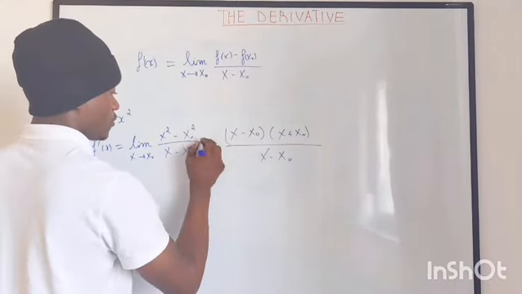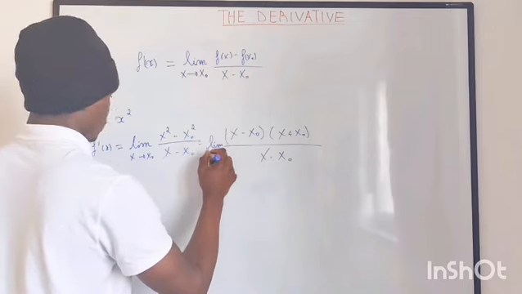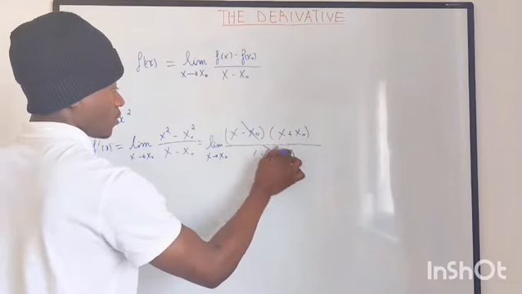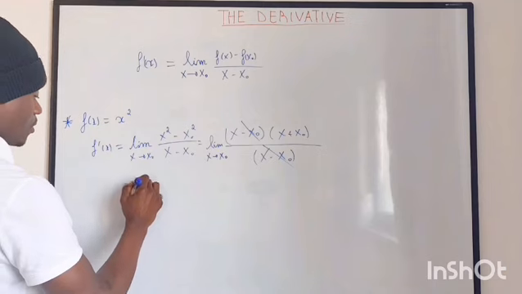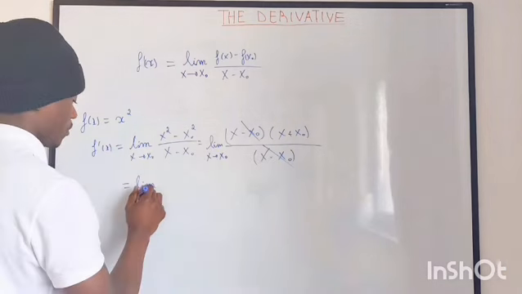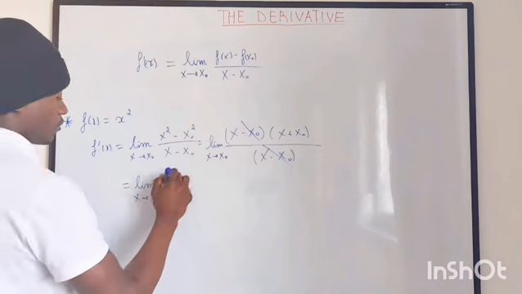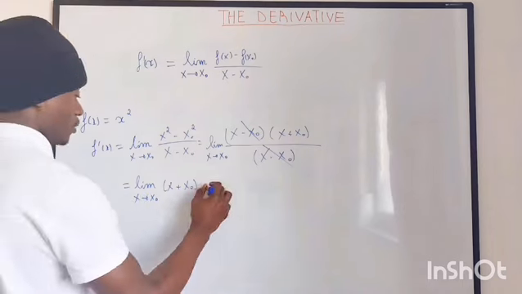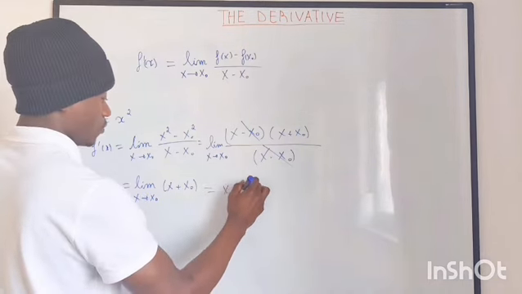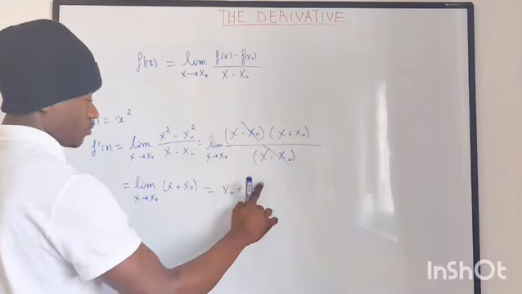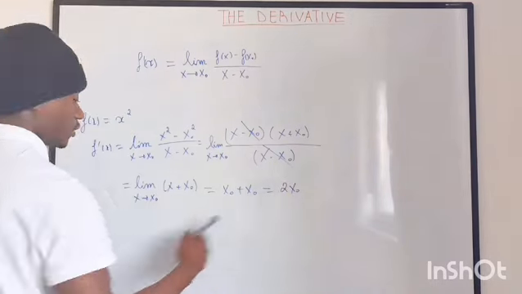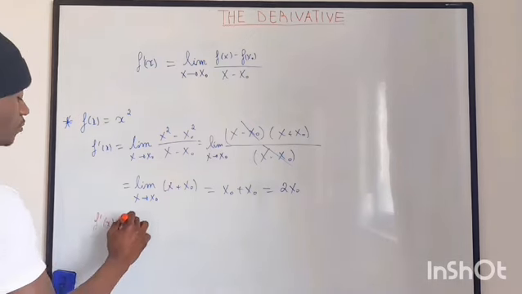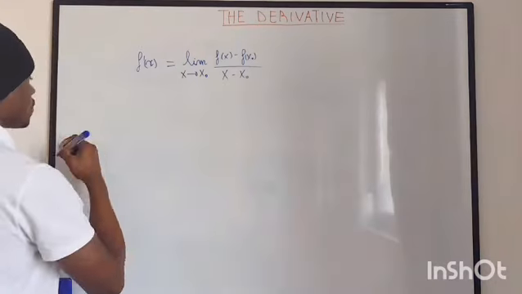Here it's the limit, forget about it. The limit when x goes to x0. So now these two can go away, and then I have the limit when x goes close to x0 of x plus x0. I can just replace x by x0 here, and then I'll have x plus x0, which is 2 times x0. So as a result, the derivative of our function f, which is x squared, will be 2 times x.